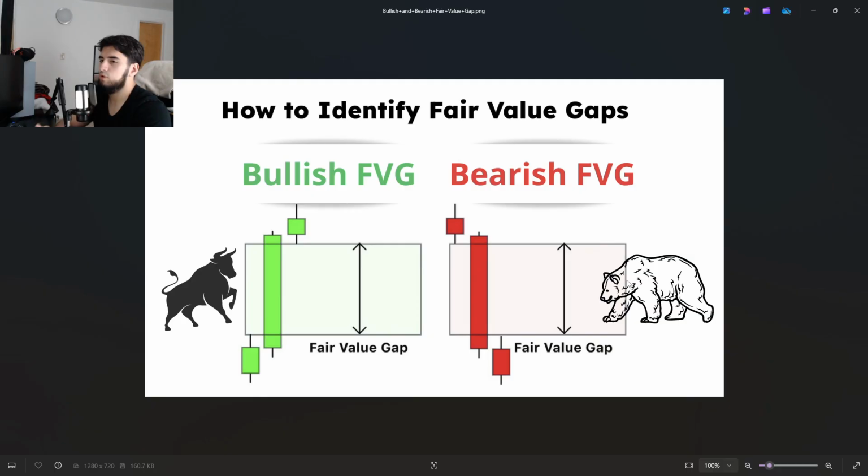And in this video, we're going to be going over fair value gaps, also known as inefficiencies, which I kept mentioning and hinting at in the previous video. So yeah, let's get straight into the video.